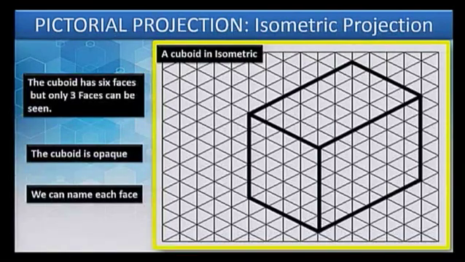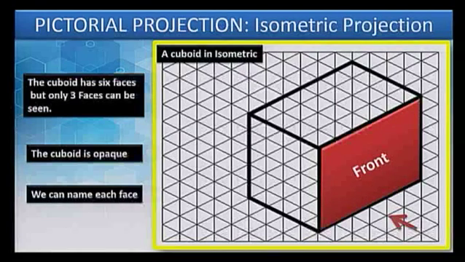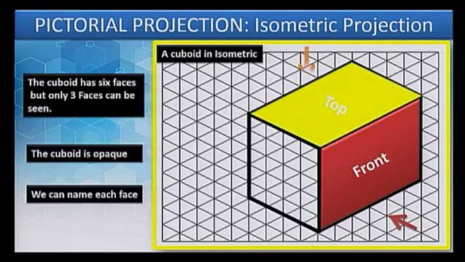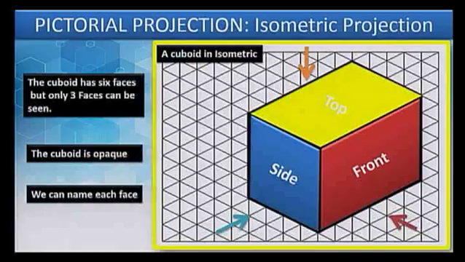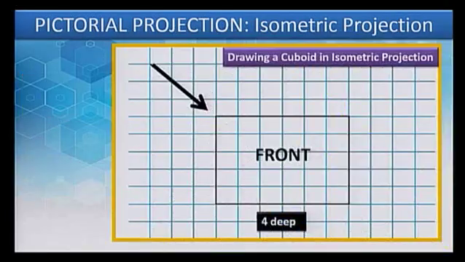Now we are going to name each face. The front face, which is on the right side, the top face, and the side face, which is on the left. An arrow on the top left corner is showing the direction for the depth. We can now start drawing a cuboid in isometric projection.